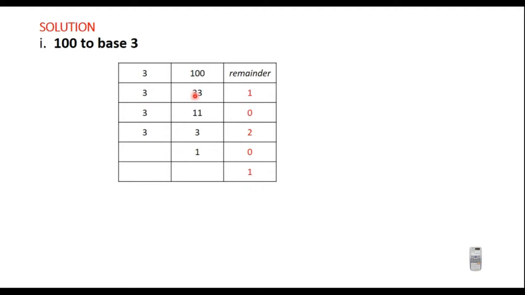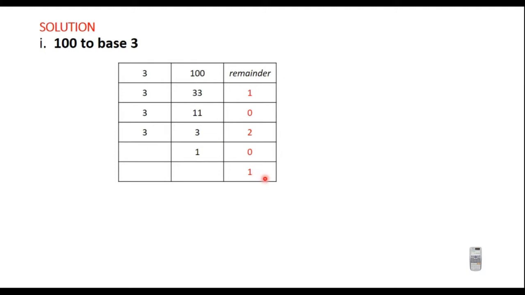So we are going to continue the division until the number in the second column becomes smaller than the number in the first column. If the number in the second column becomes smaller than the number in the first column, then you write it here, and that is going to be the last row.